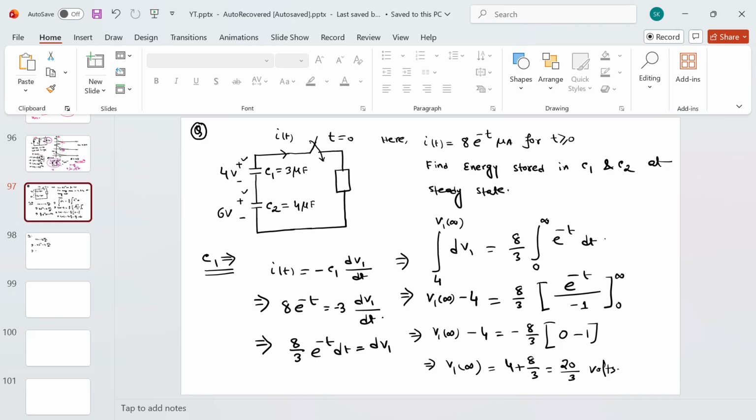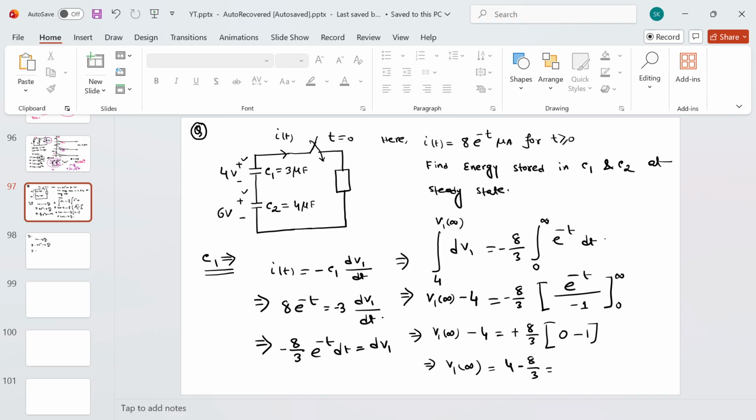Okay, actually here I missed one negative sign. So this negative sign I missed it. So yeah, here the negative sign will come, negative, negative. This negative negative will become positive. That's why I was thinking why this voltage is becoming 20 by 3. This is more than the previous initial voltage, so it should be reduced. So 4 minus 8 by 3, it is 1.33.